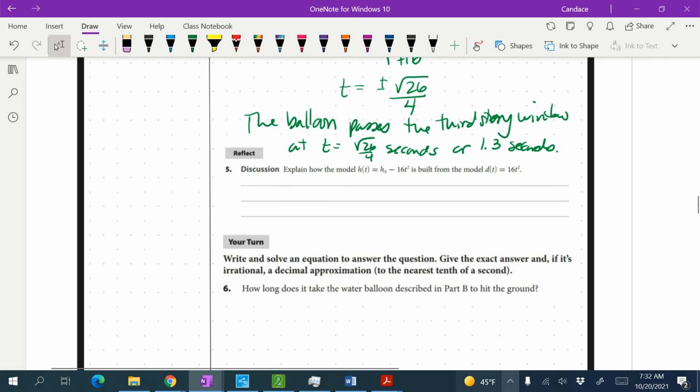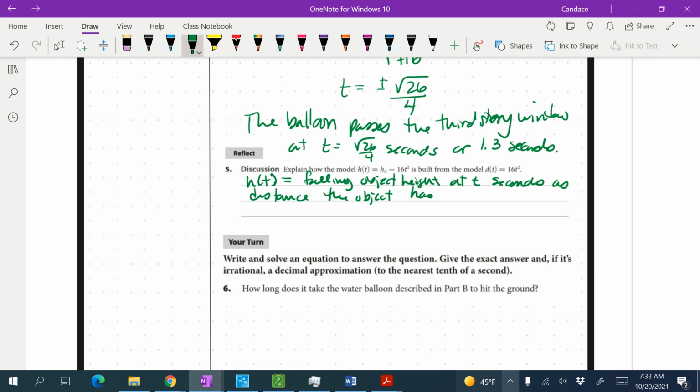And then we have this reflect question. Explain how the model h of t equals h sub 0 minus 16t squared is built from the model d of t equals 16t squared. What we have to do is think of h of t as the falling object's height at t seconds. That is, the distance the object has left to fall.